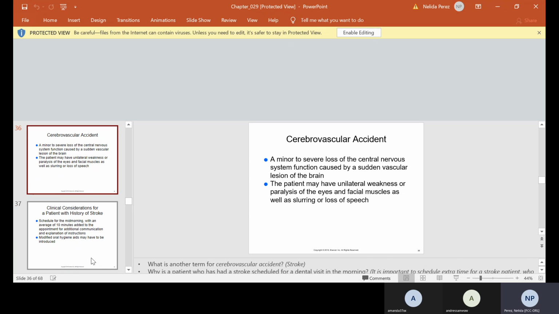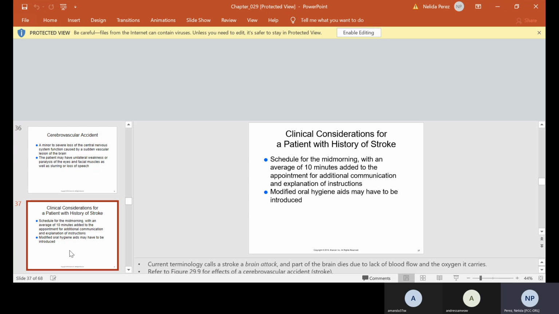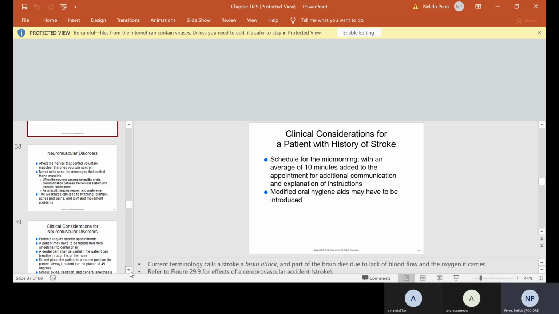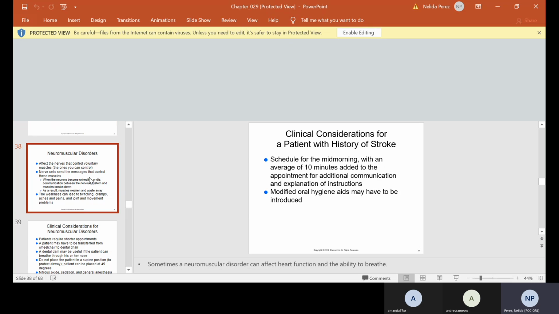Cerebral vascular accident is a minor to severe loss of central nervous system function caused by a sudden vascular lesion of the brain. The patient may have unilateral weakness or paralysis of the eyes and facial muscles, as well as slurring or loss of speech. Clinical considerations for patients with a history of stroke: schedule for the mid-morning with an average of 10 minutes added to the appointment for additional communication and explanation of instructions. Modified oral hygiene aids may have to be introduced.